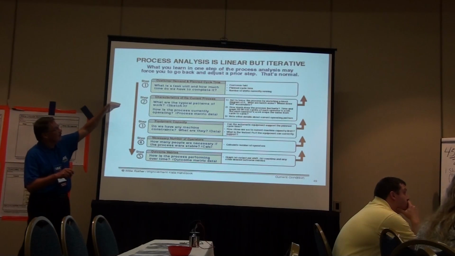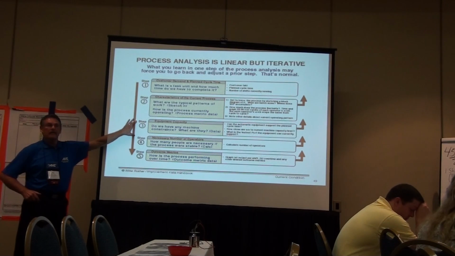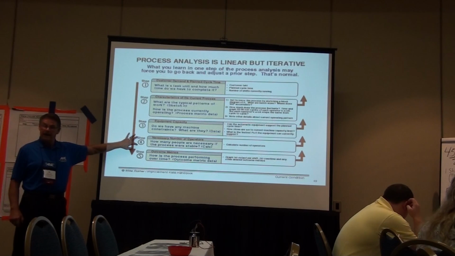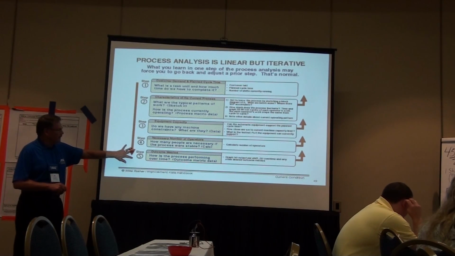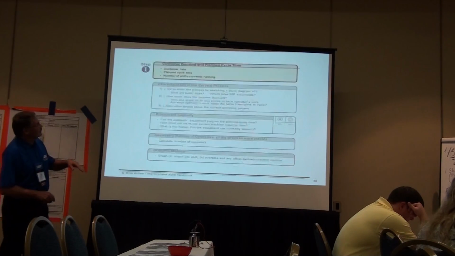But we go through customer, characteristics of the process, talk about the equipment. If we've got equipment in there, it could be a constriction. How many people do we actually need to have? And then what are the outcome metrics? How is the process currently performing over time? So let's begin to look at these things one at a time.